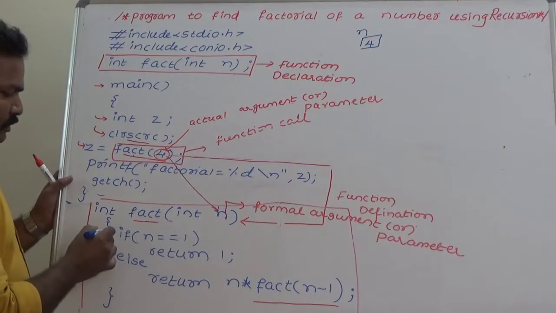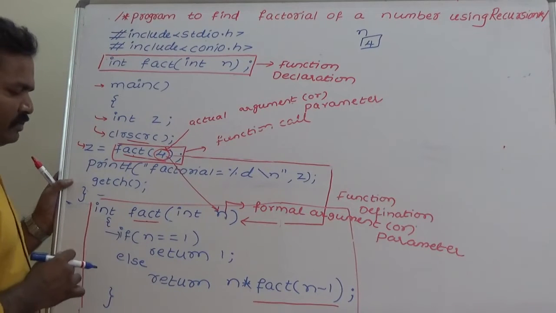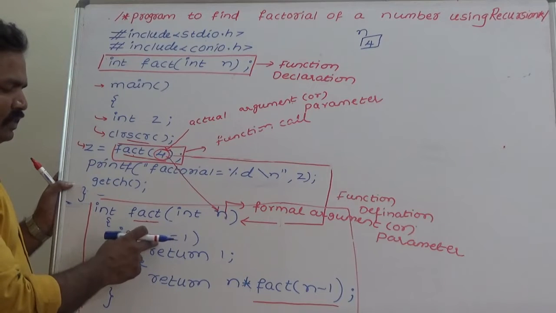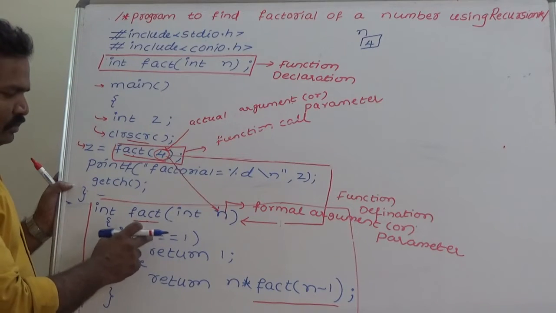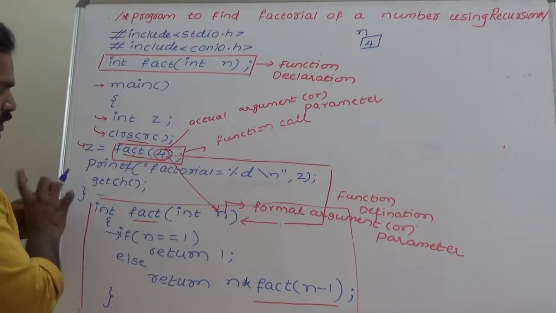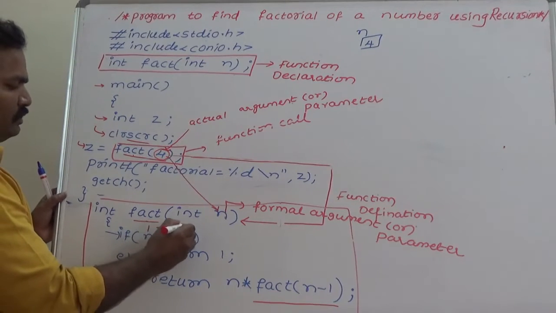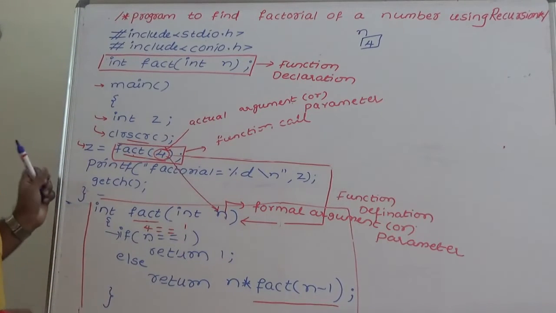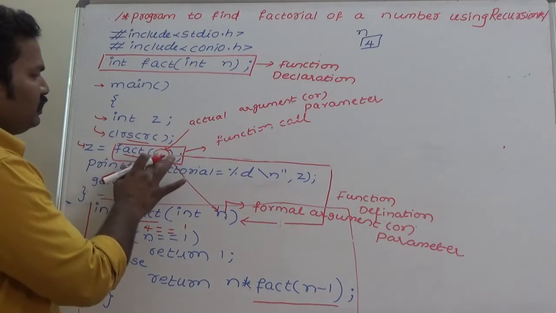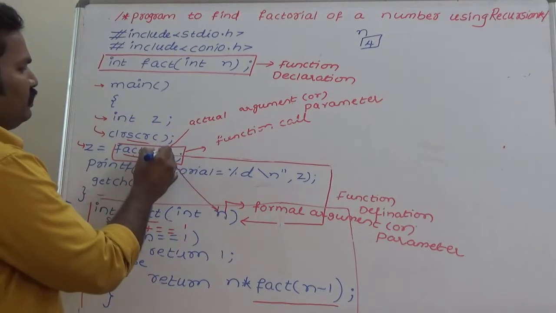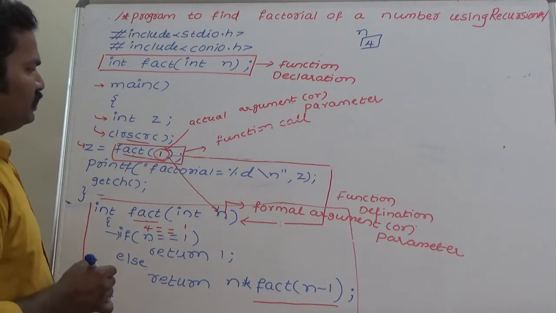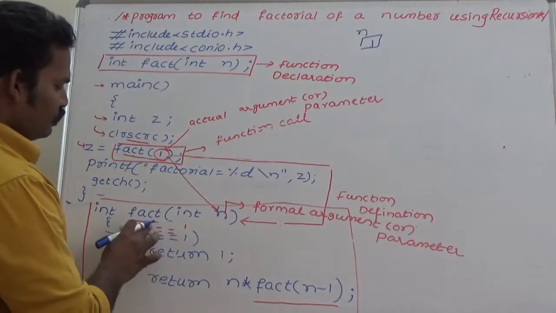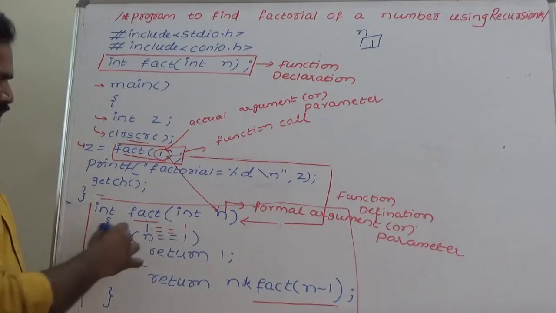In the function definition, there is an if statement. Whenever execution control encounters the if statement, first it checks the condition. What is the value of the n variable? 4. Is 4 equal to 1? For suppose the actual argument is 1. Then the n value is 1, and 1 is equal to 1.